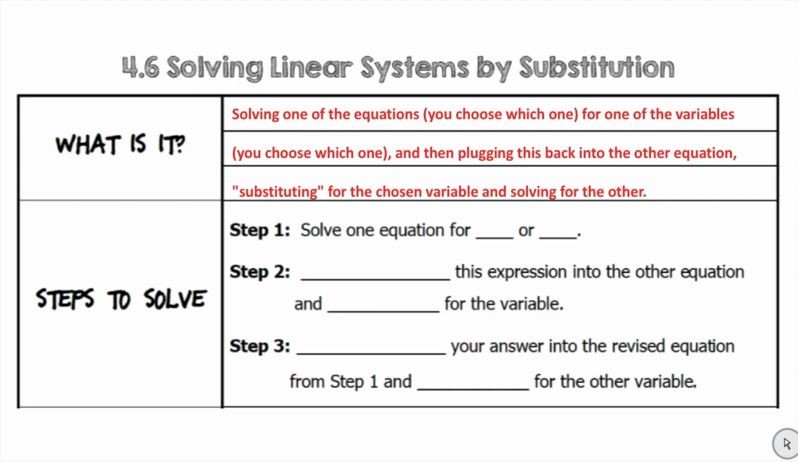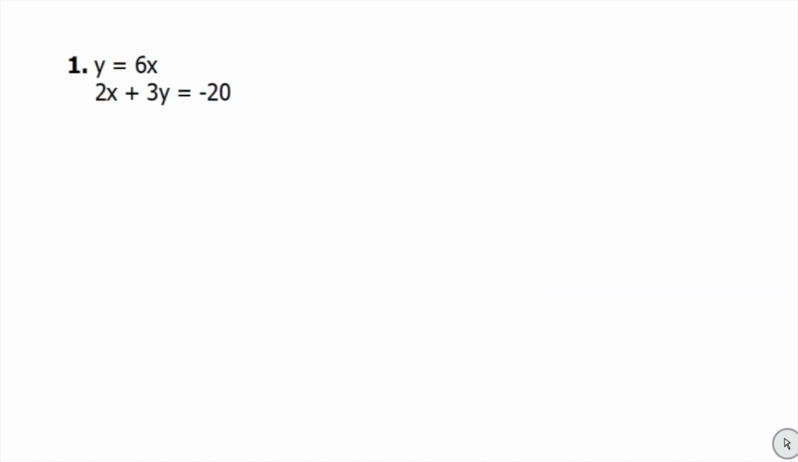Step one is to solve for one of the variables, either x or y. Step two is to substitute this expression into the other equation and solve for that variable. Step three, substitute your answer into the revised equation from step one and solve for that other variable. So I'm going to show you what that looks like.